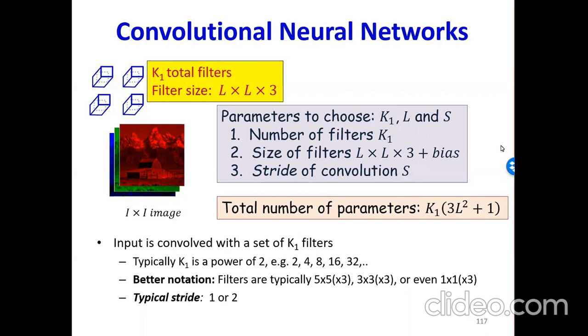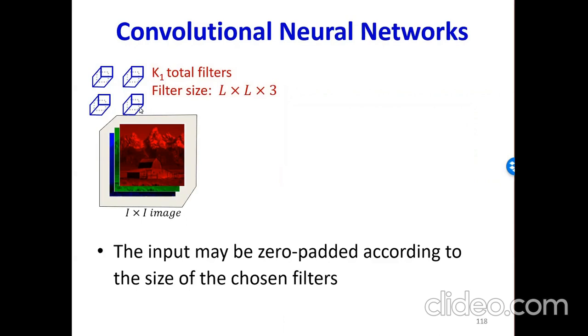Now, before we perform the actual convolution, you may zero pad the input according to the size of the filters to ensure that the size of the images is retained after convolution. No, the filters are going to, each plane of the filter can be different. If you want to have the same filter values across all planes, that's a design choice, but then you lose expressivity in your model when you do that.